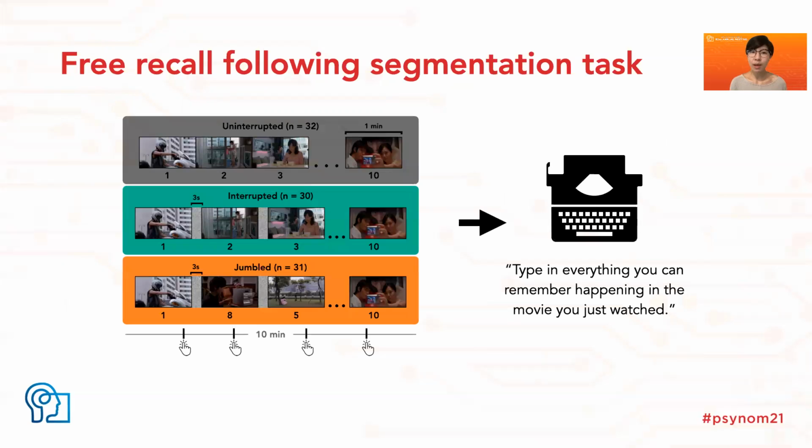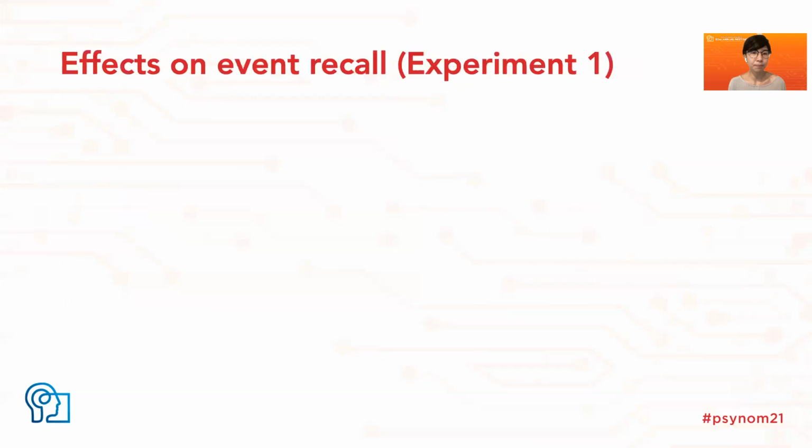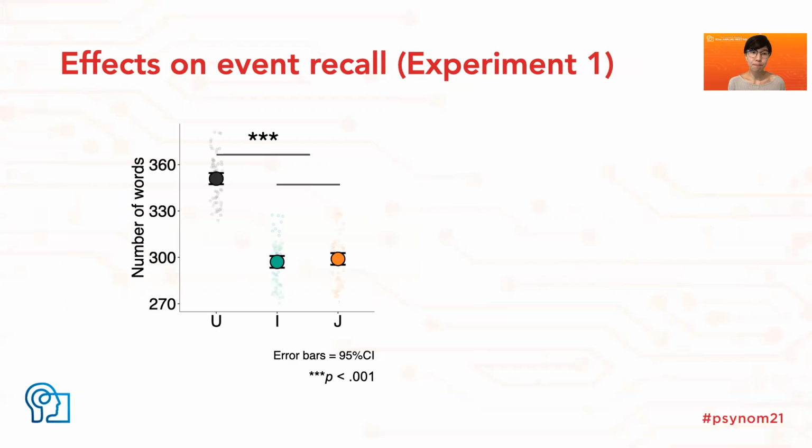To answer this question, we asked participants to recall everything they remember happening in the movie following the segmentation task. Here, I'm just going to focus on recall from the first experiment, when videos were interrupted and jumbled at every 1 minute interval. Based on our preliminary analysis, it seems that even though segmentation is intact, disrupting the movies at 1 minute intervals seems to influence event memory.